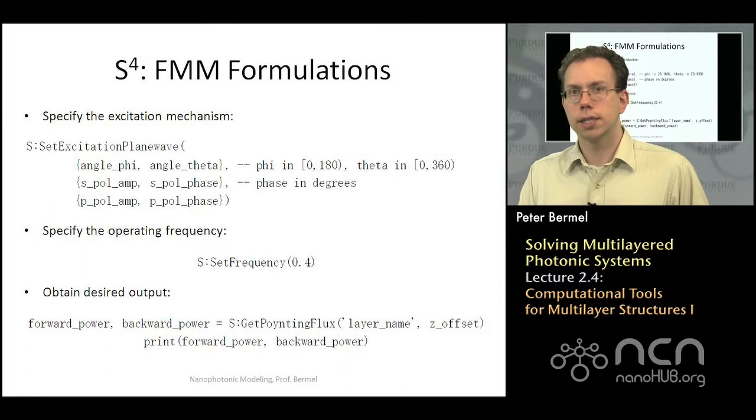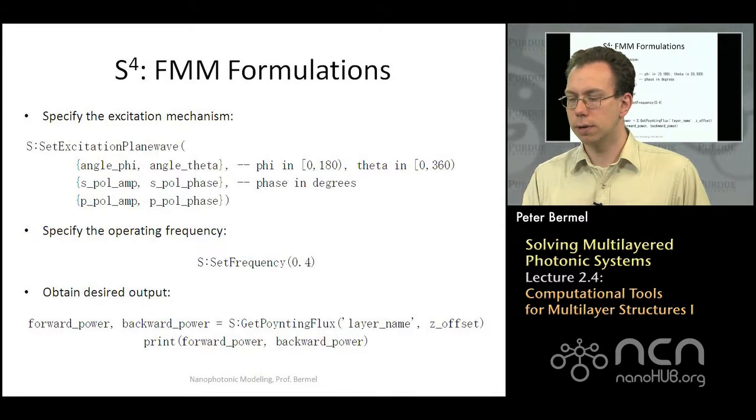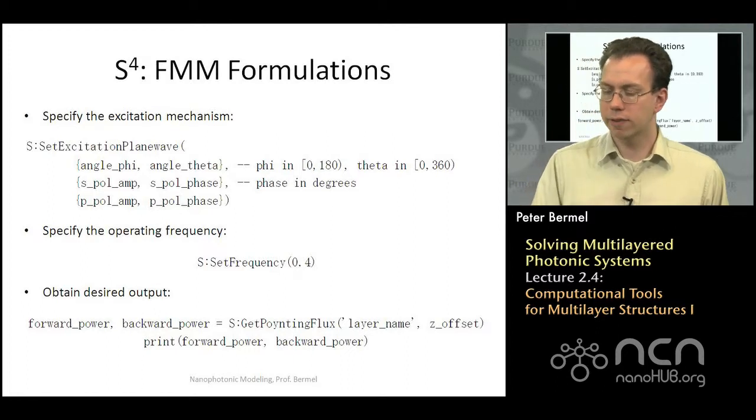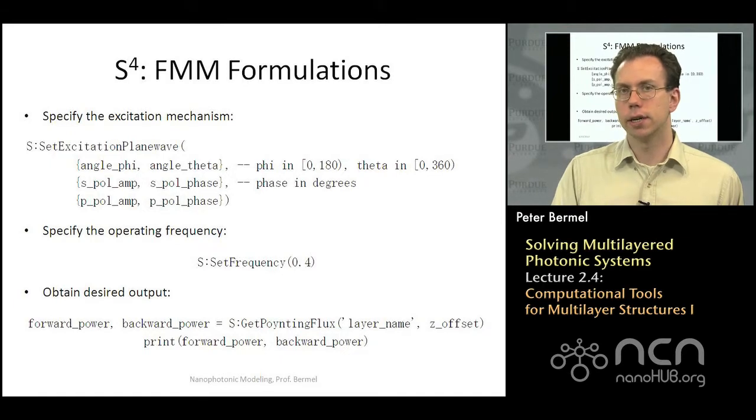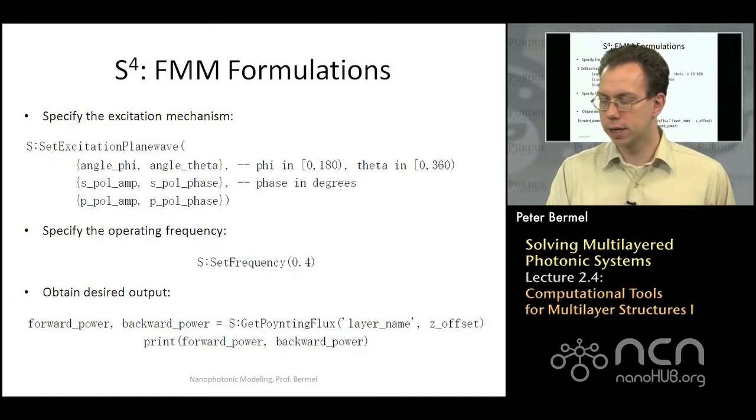In general, the S and P polarized light, which are of course orthogonal to one another, can each have a different amplitude. Of course, one could be 0 if you so choose, or they could be equal. They may or may not have a different phase, but you have to specify the phase of each one. And then finally, of course, the frequency of the incident light is necessary.